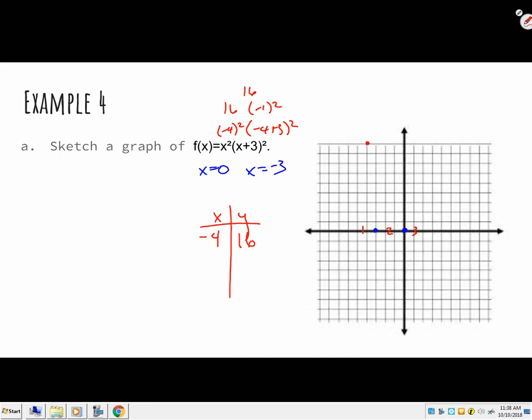So now I'm going to plug something in the second neighborhood. So far today, both my classes have said negative 1, so I guess that looks a little bit more appealing. So I'm going to go back and do all this again, but I'm going to plug in negative 1 for x this time. So negative 1 squared, that's just 1. And then negative 1 plus 3 is 2. Squared is 4. So 1 times 4 is just 4. So negative 1, 1, 2, 3, 4, right?